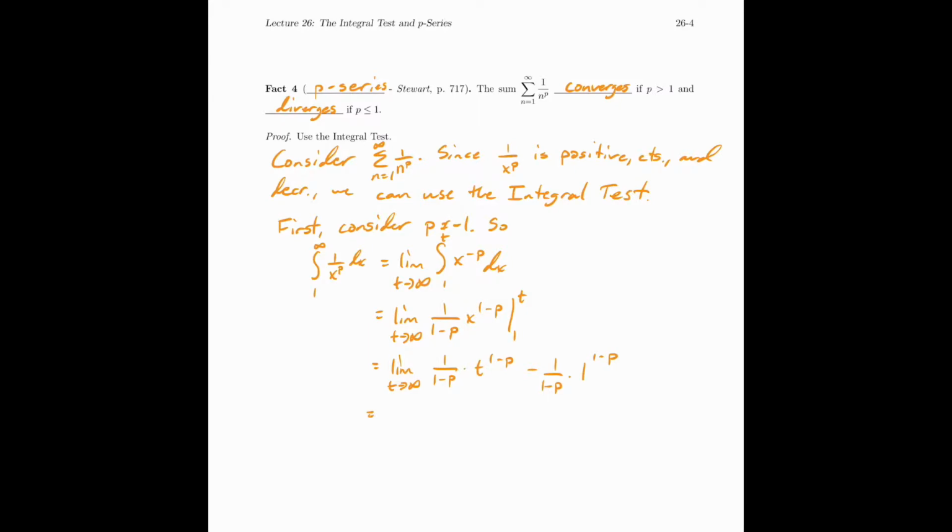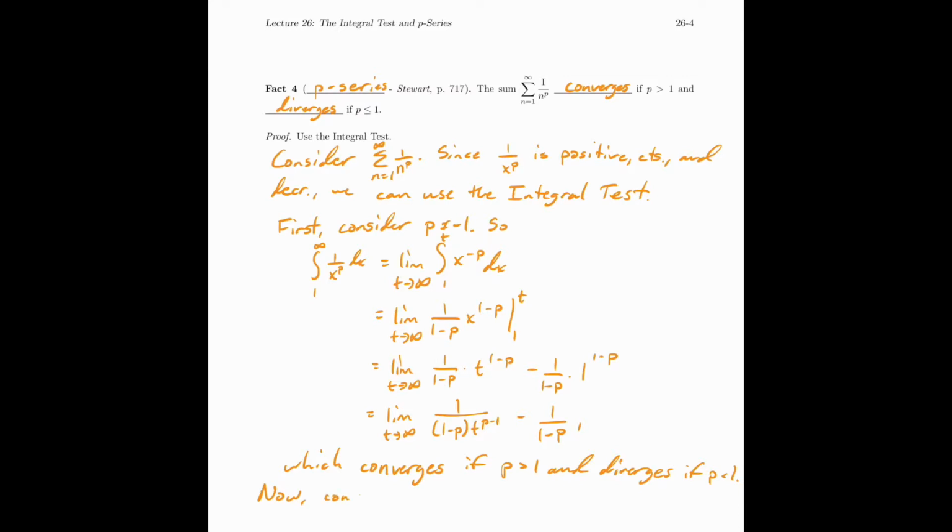And when we simplify this out, I think it's probably better to write this as the limit as t approaches infinity of 1 over the quantity 1 minus p t to the p minus 1, minus, and then this is just 1 over 1 minus p. And I think if you take a look at this, you can see that this converges if p is greater than 1 and diverges if p is less than 1.